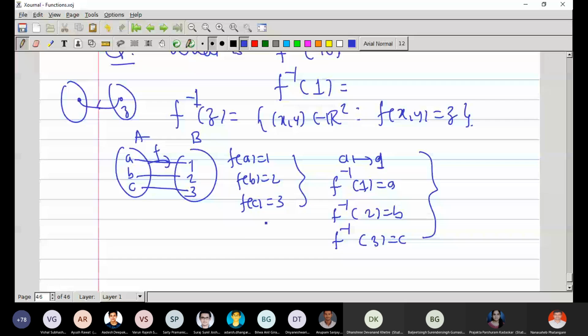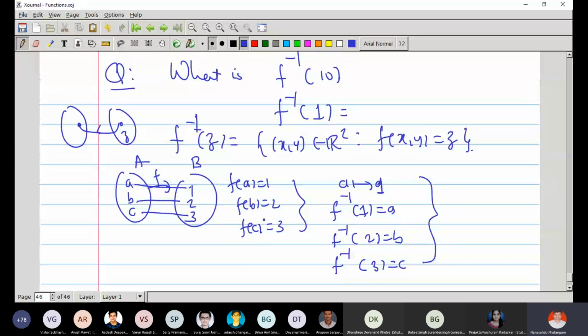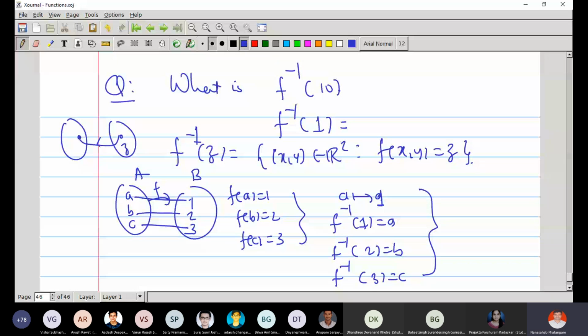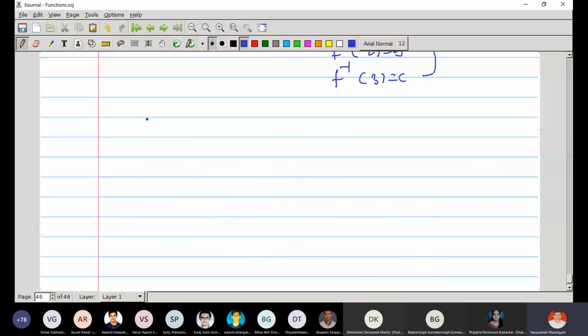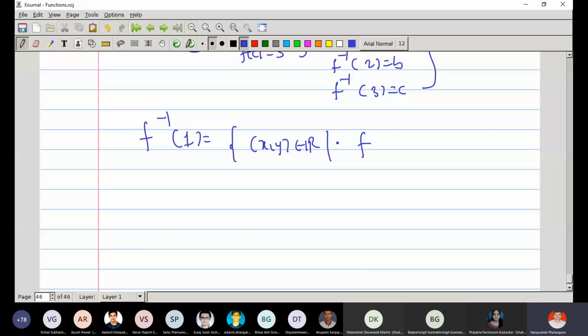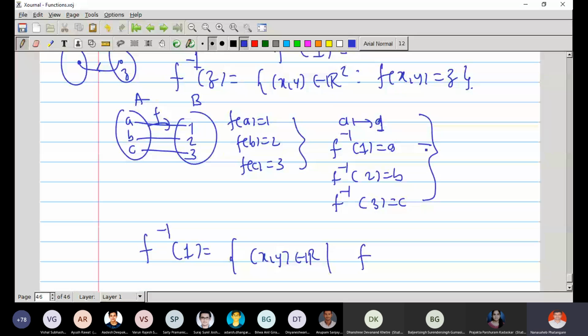Yes, sir. In our previous function, what is the inverse image of 1, for example? What is f inverse of 1? It is the set of elements in the domain whose image is 1. Why is f inverse of 1 equal to A in the example? Because f of A is 1.